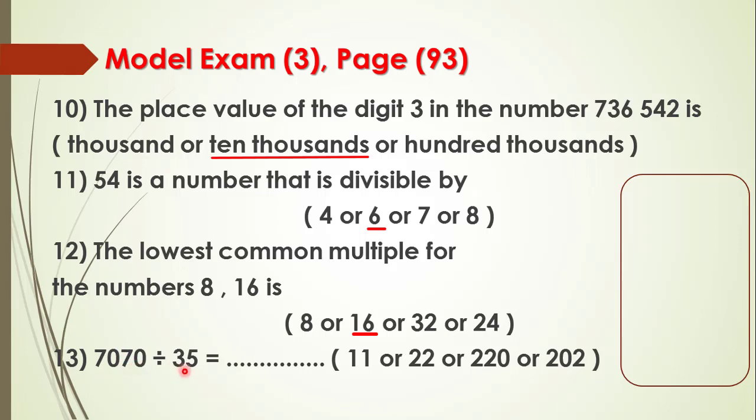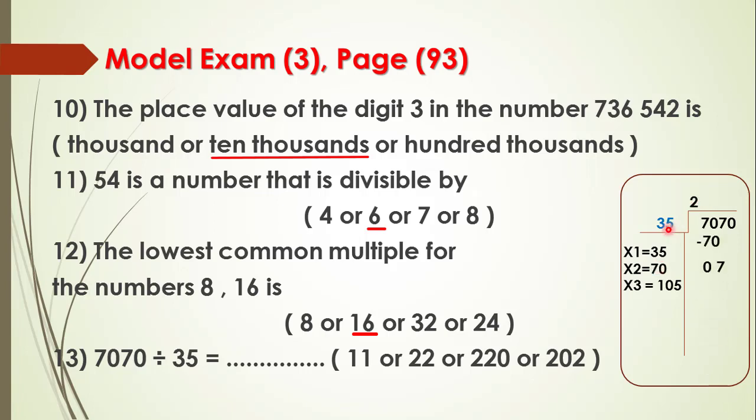7070 divided by 35. Let's make the long division. We have 7070 divided by 35. Write the timetable of the divisor 35. We will take 2 digits because we have here only 2 digits. So I'll take 70 divided by 35. Look at the table. We have 70 here. So the result is 2. 2 times 35 equals 70. Write 2 up there. Yes. And then 2 times 35 equals 70.